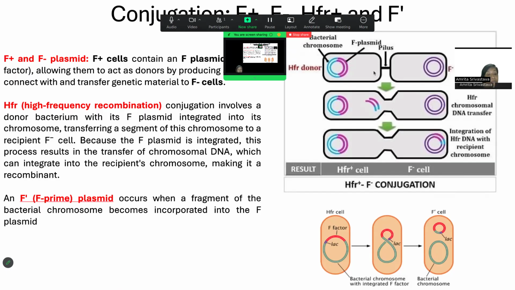There is also the F prime plasmid, where a fragment of the bacterial chromosome gets incorporated into the F plasmid. So in the previous case, HFR, the F plasmid was integrated into the chromosome. Here in F prime, part of the bacterial chromosome gets integrated into the F plasmid, and when the transfer occurs, a similar kind of process is observed, whereby the F plasmid with part of a bacterial chromosome gets transferred to the F minus cells.